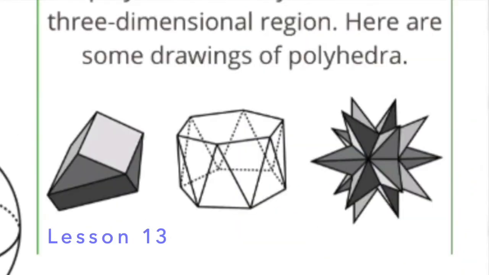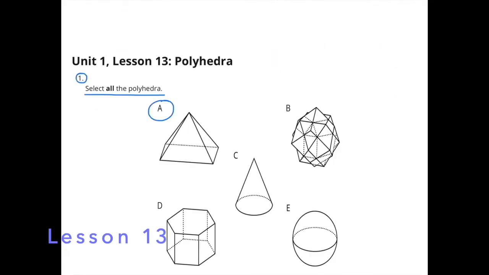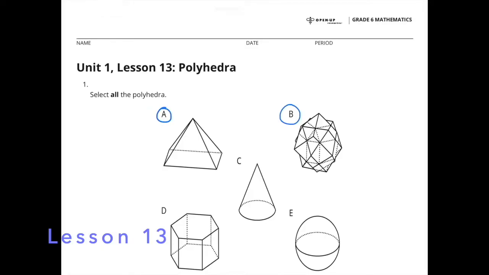Here are 3 examples of polyhedra. Figure A is a polyhedron. Figure B is a polyhedron. And figure D is a polyhedron. The other 2 figures are not polyhedrons.